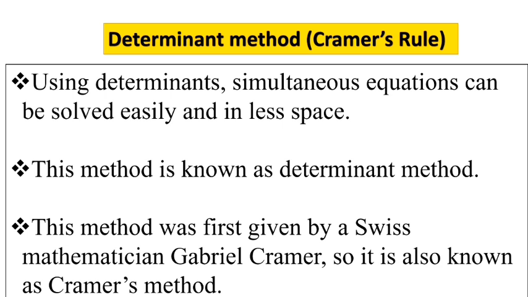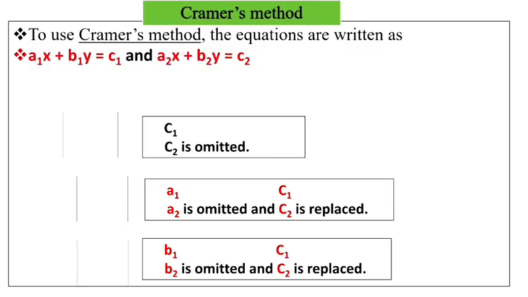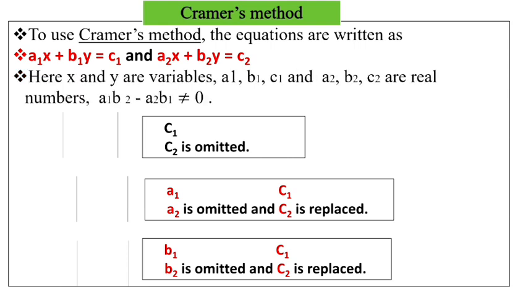To use Cramer's method, the equations are written as a1x plus b1y equal to c1 and a2x plus b2y equal to c2. So here x and y are the variables, a1, b1, c1 and a2, b2, c2 are the real numbers. Here we use a1 into b2 minus a2 into b1, that is not equal to 0. It means the coefficient should not be 0.